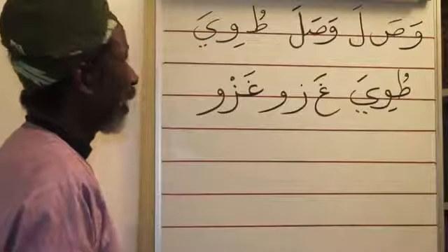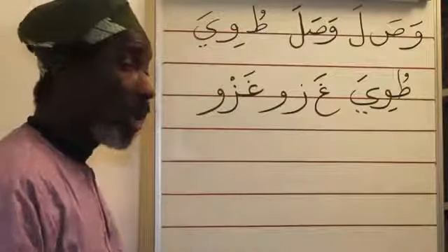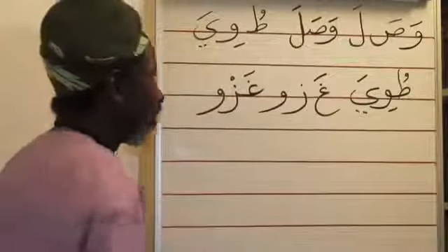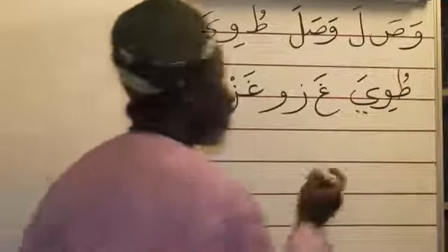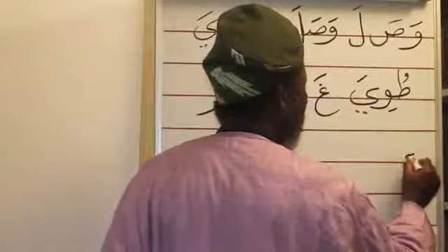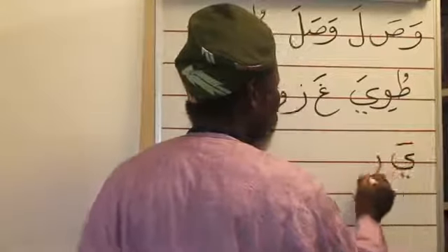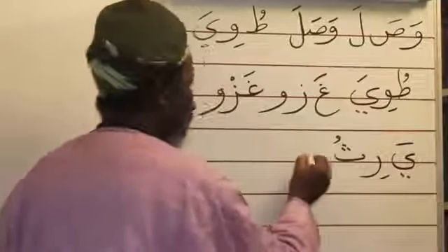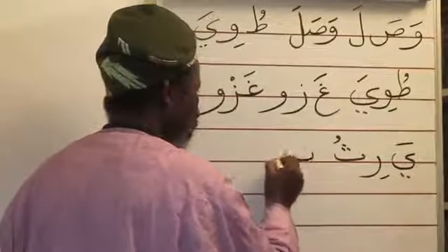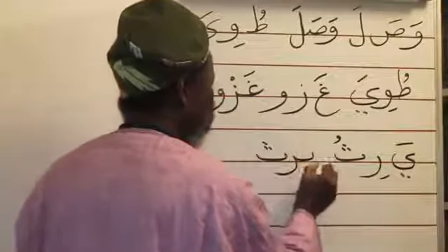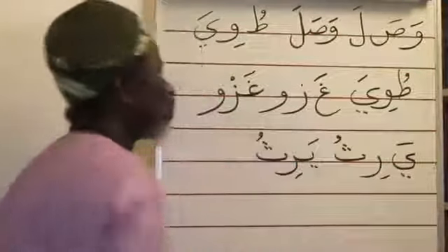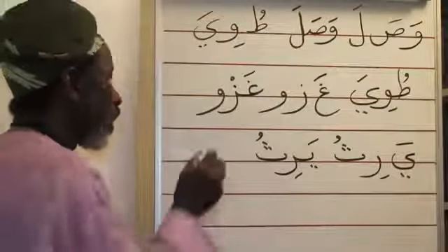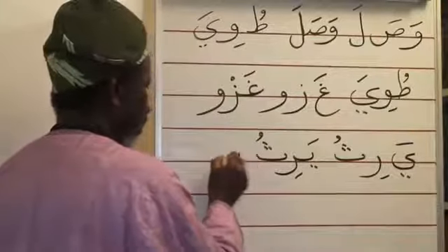The next one, we have done waw. Now ya, the end of the alphabet. So yarithu, for instance. Ya, ri, thu. Yarithu. Joined. Ya, ri, thu. Yarithu. Ya in the middle, we have bait, for instance.